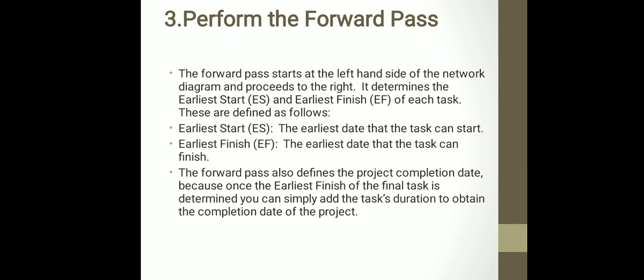Next is perform the forward pass. It starts from the left hand side of the network diagram and proceeds to the right. It determines early start and early finish. The earliest start means the earliest date that the task can start, and earliest finish means the earliest date that the task can finish.